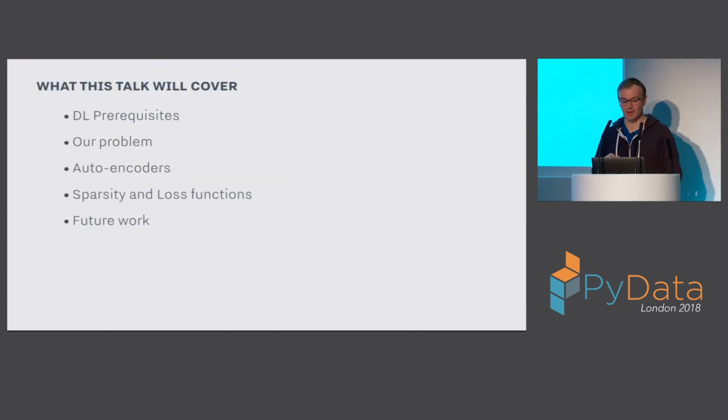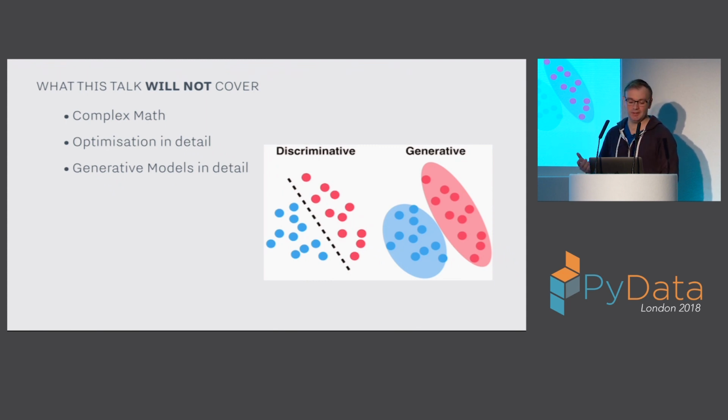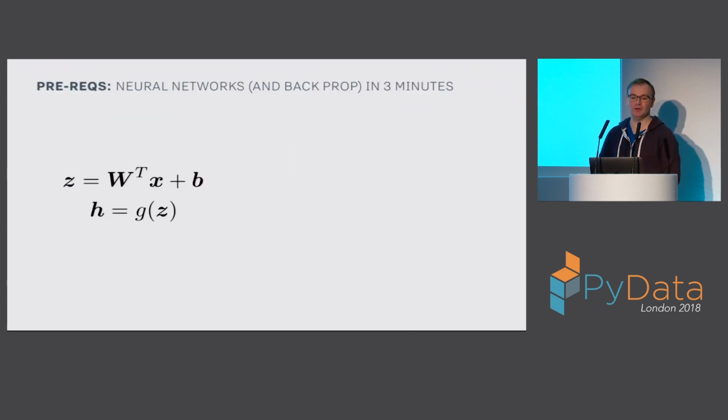So what this talk will cover: some deep learning, or really neural network, prerequisites, just so that we're all on the same page; our motivating problem, why we did any of this work; autoencoders, of course; and then a brief discussion about sparsity and loss functions, and finally, future work. What this talk will not cover is complex mathematics, or optimization in detail, though you should have a strong intuition about why neural networks learn, and generative models in detail, though hopefully we do get to have a discussion towards the end about that.